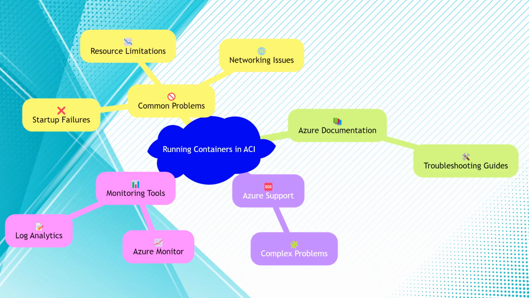Despite its simplicity, you may encounter issues when running containers in ACI. Common problems include container startup failures, networking issues, and resource limitations. Azure provides extensive documentation and troubleshooting guides to help you resolve these issues. Additionally, you can use Azure support for more complex problems. Monitoring tools like Azure Monitor and Log Analytics can also provide insights into your container's performance and help diagnose issues quickly.